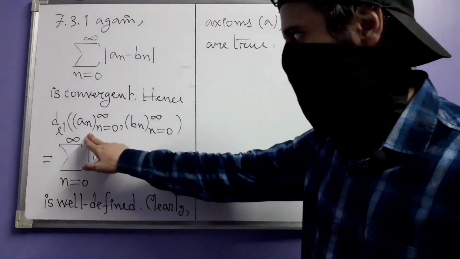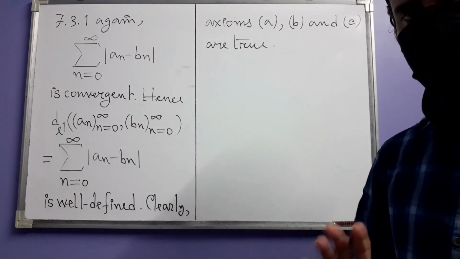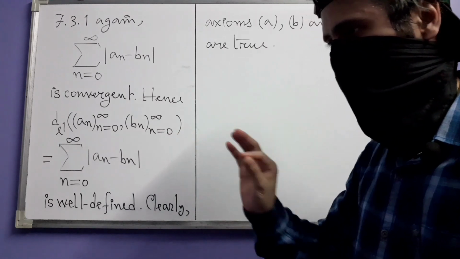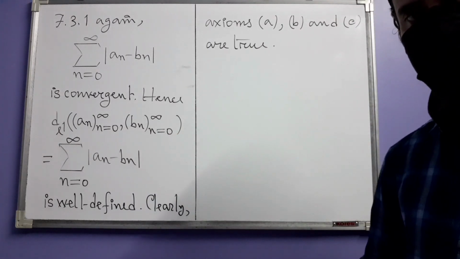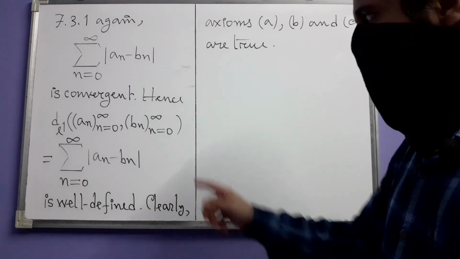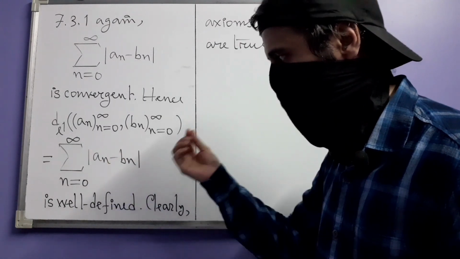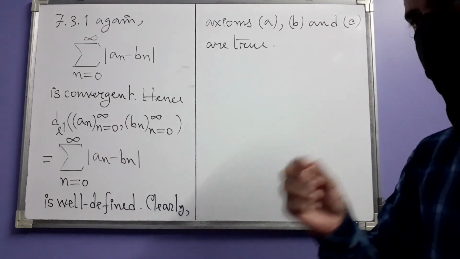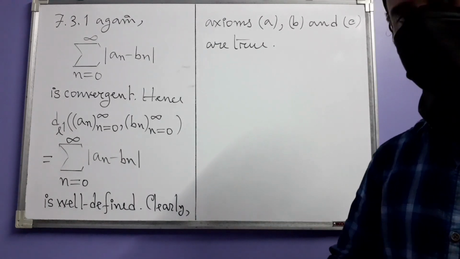First of all, you consider that these two sequences are different. They are not the same sequence. Then there exists at least one value of the index n such that an and bn are not the same real number. They are different. Now you locate that term in the series which corresponds to that n, which will be mod an minus bn. Because an and bn are different, this absolute value will be a positive real number.